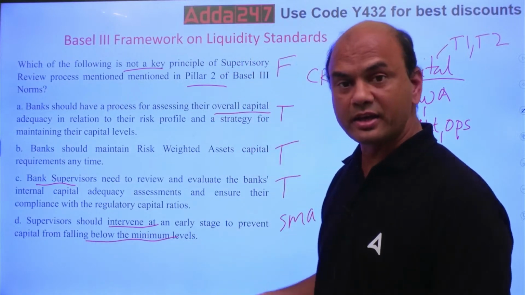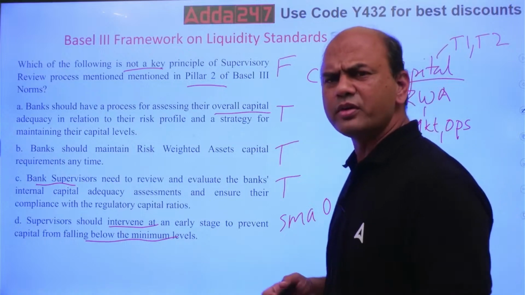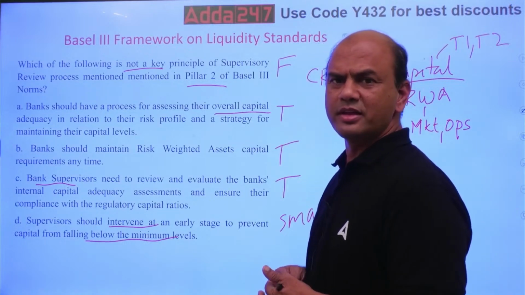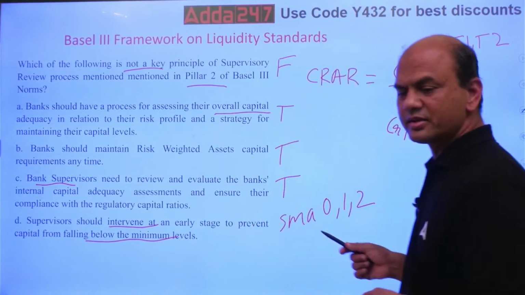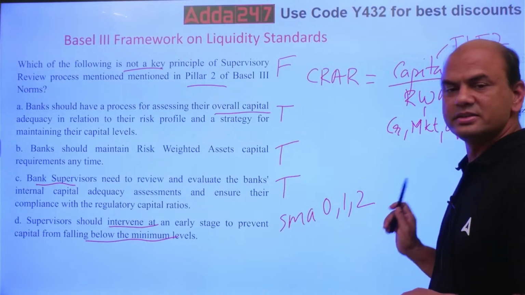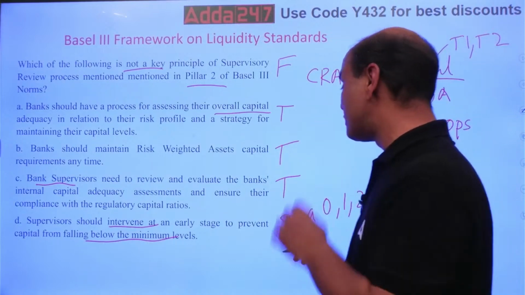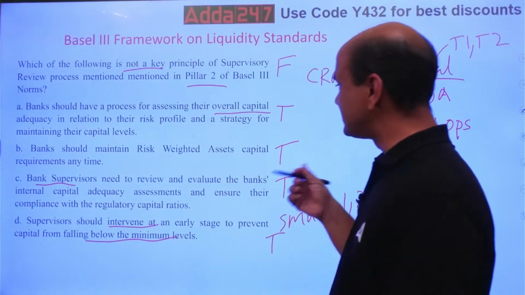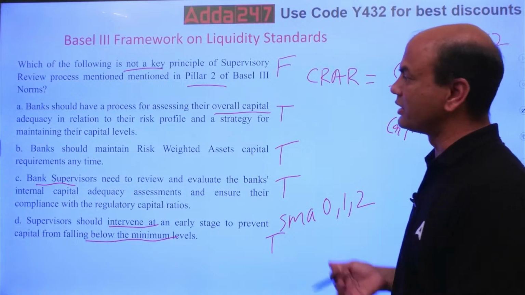Means your CRAR levels, if they fall below, how will they fall below your CRAR level? If your NPAs are more. To check the NPAs, the RBI should intervene at a senior level, means earlier level. Now this is also true. Now imagine you get this question in exam. Everything is there, true. Then what?